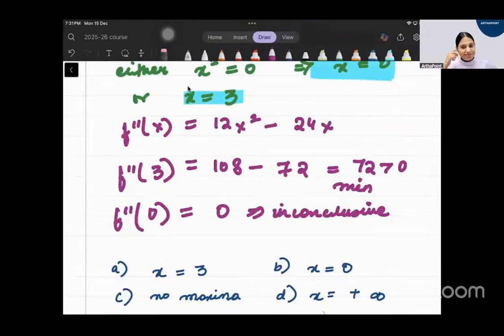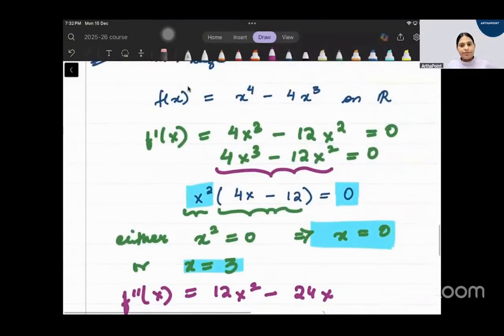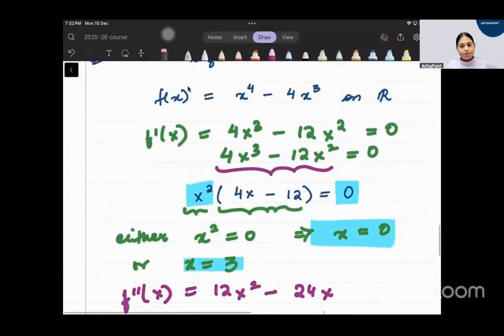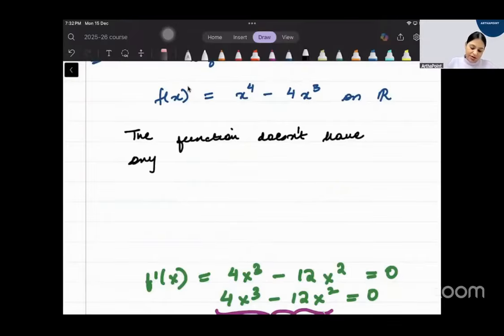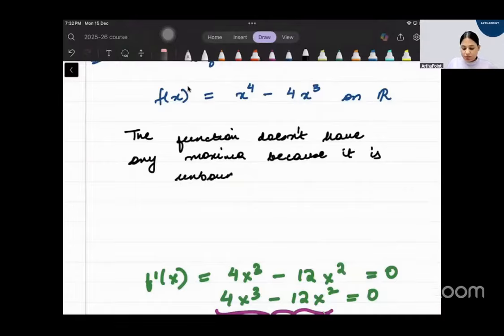Anyone else? Why ऐसा क्यों हो रहा है? इस फंक्शन में मैक्सिमा क्यों नहीं है? Write down. The function doesn't have any maxima because it is unbounded.